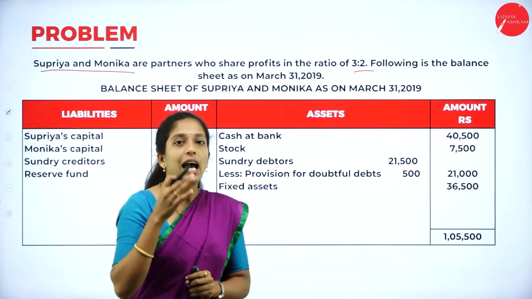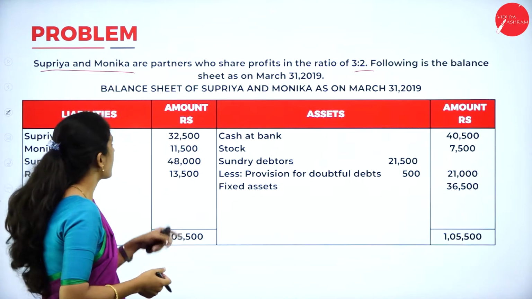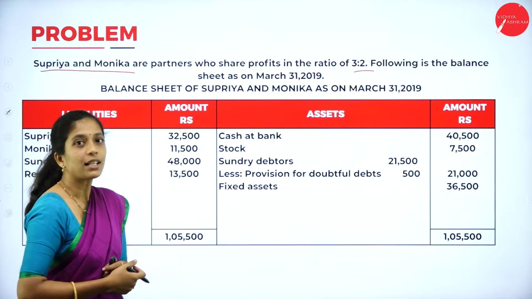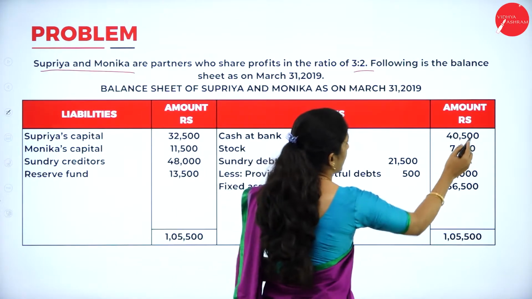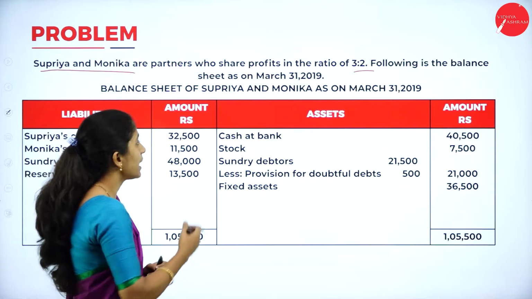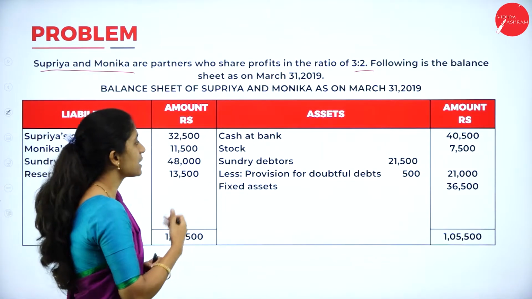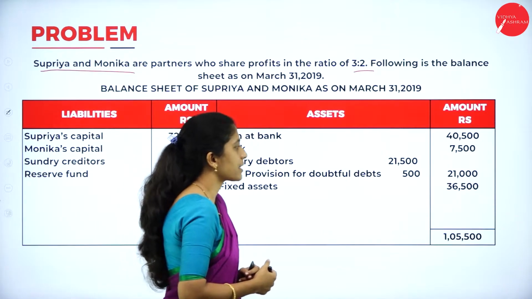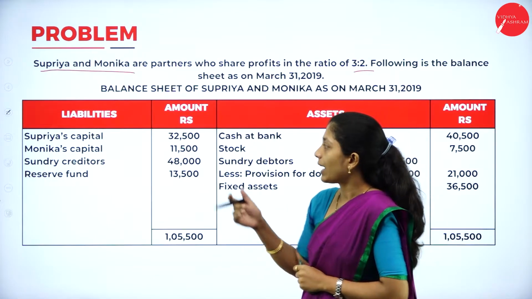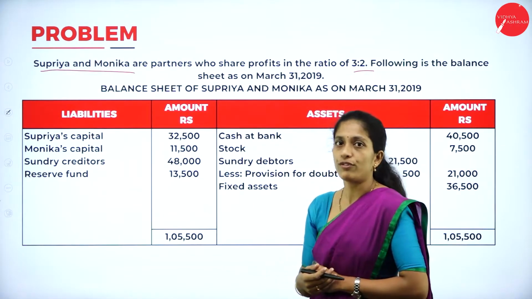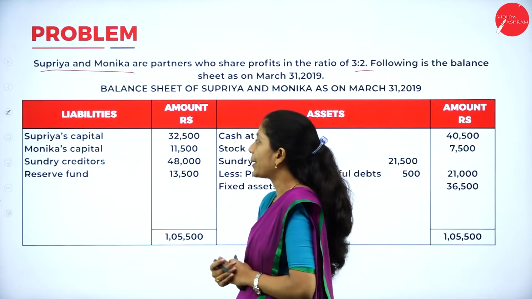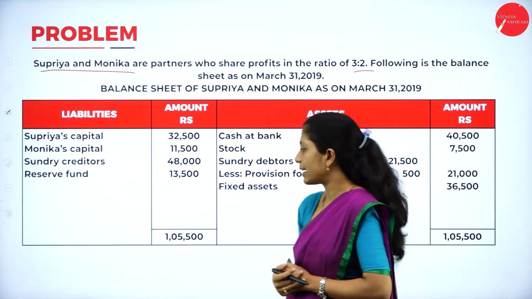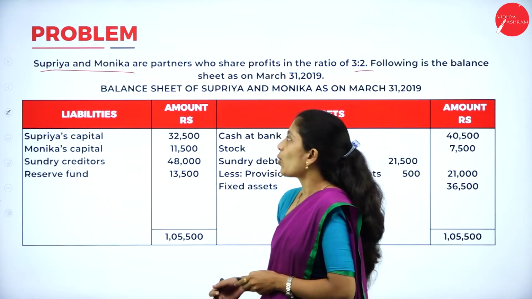So, before dissolution, they have given the balance sheet of the firm. Now, go through the balance sheet here. Balance sheet of Supriya and Monica as on 31st March 2019. In the asset side, we are having cash at bank, 40,500. Next, stock 7,500. Sundry debtors 21,500. Less provision, 500. So, outer column 21,000. Next, fixed asset 36,500. Now, coming to the liability side, we are having Supriya's capital 32,500. Monica's capital 11,500. Sundry creditors 48,000. Reserve fund 13,500. So, the total of both the sides is 1,05,500.